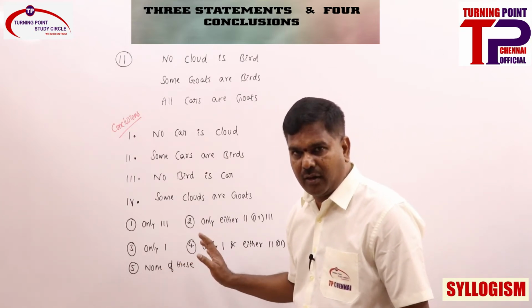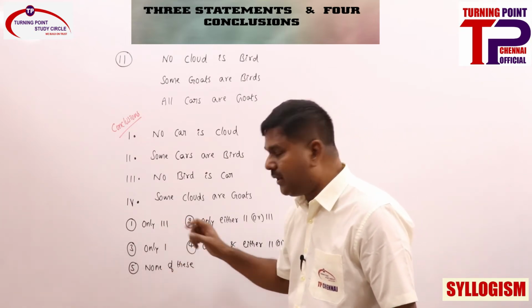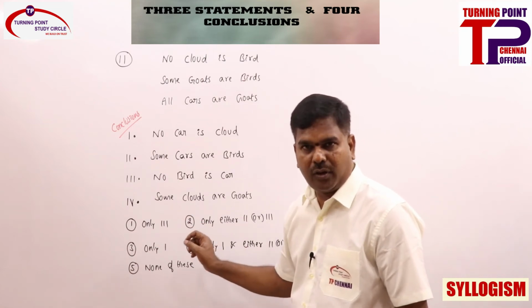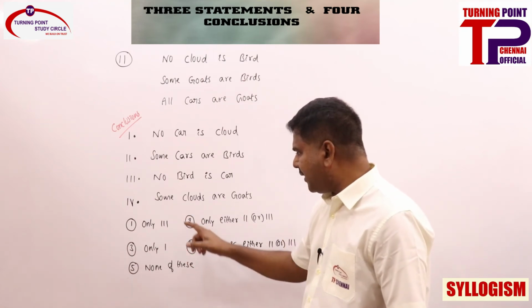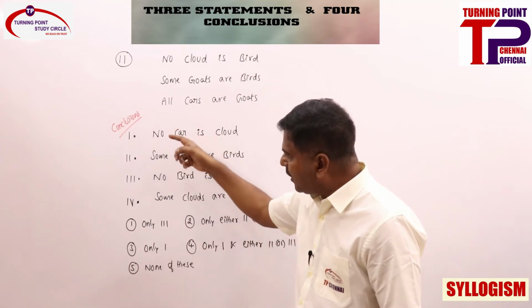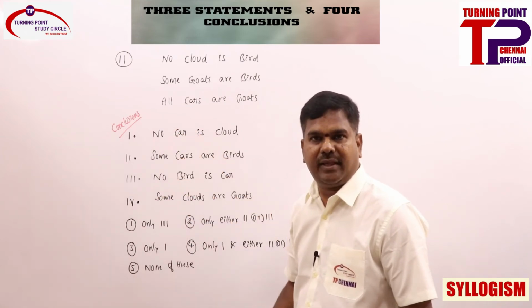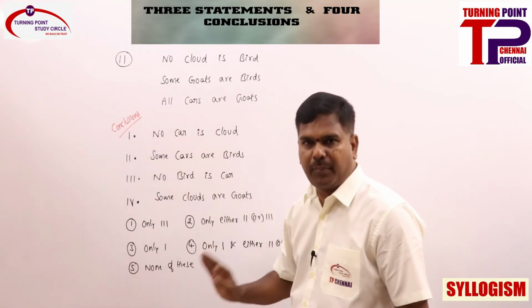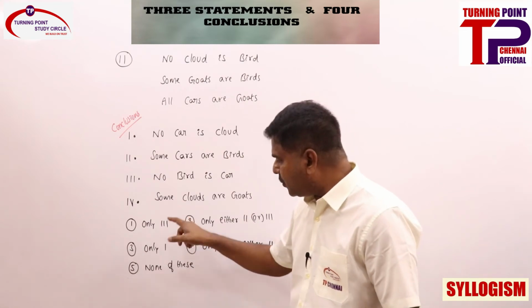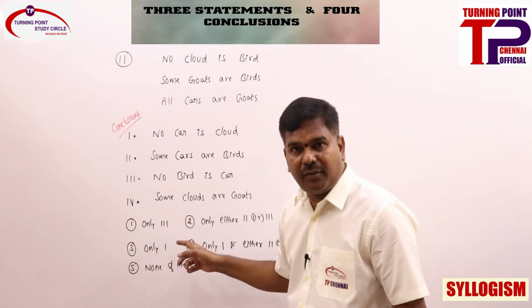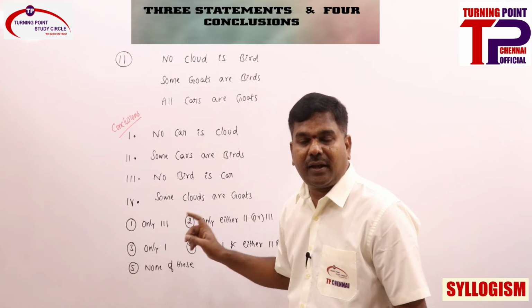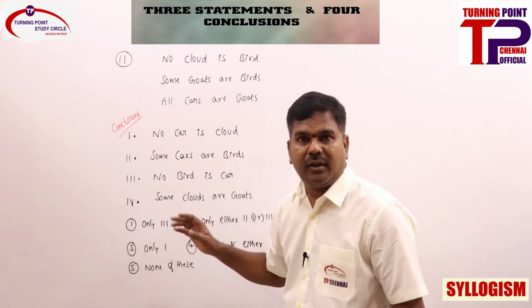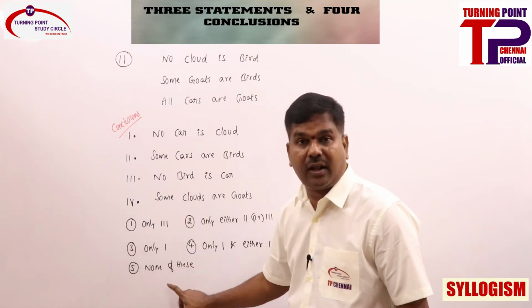Are you getting what 'only 3' actually means? Are you clear about that one? Suppose 3 and some other complementary pair is there, say that 1 or 2 is a complementary pair, and also 3 follows. But here, if it is given only 3, that means there is no complementary pair. In such cases, we need to go ahead with none of these.